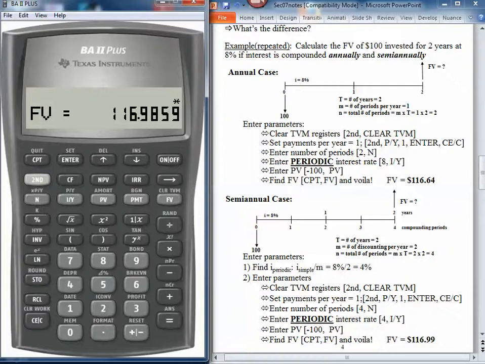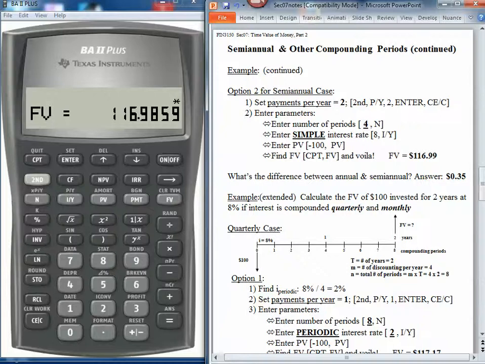Now what we notice here is in the previous problem, it was $116.64. Now we see the effect of earlier and more frequent compounding. There's an extra 37 cents there collected because of the effect of this frequency in the compounding.